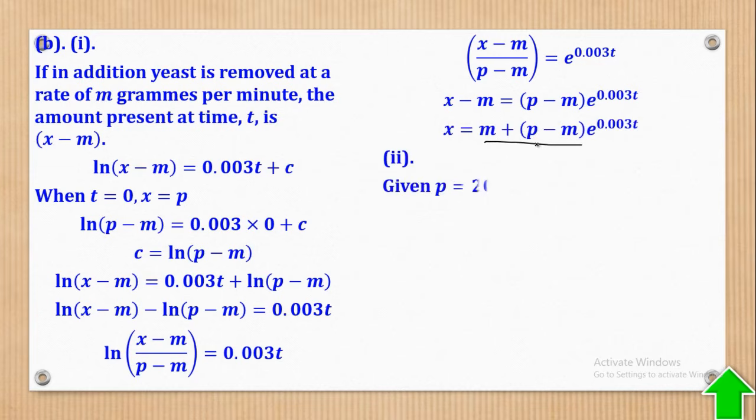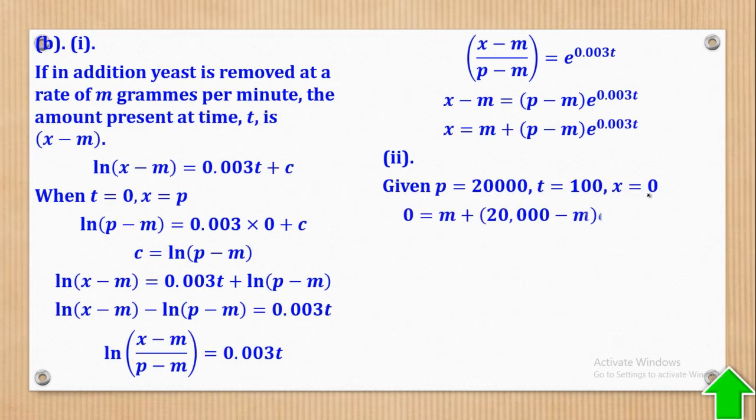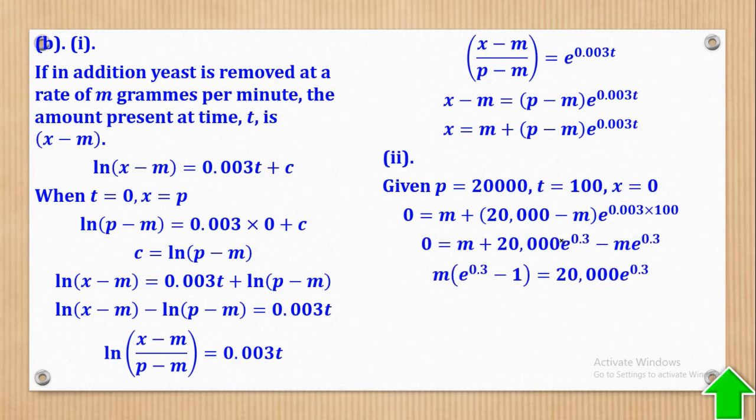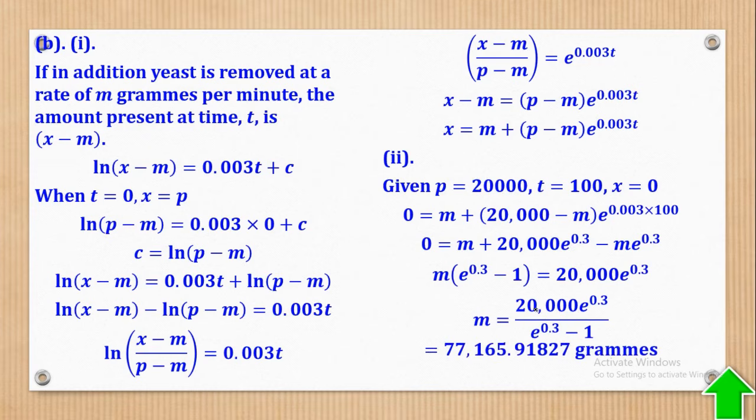So in Roman 2, given p is equal to 20,000, t is equal to 100, and x is equal to 0, because they said it will have been exhausted. So you shall come and substitute for x, for p, and also for t, which is that. So in the end, you realize that it's only m which is the only unknown. So let's look for a way of making m the subject. Therefore, m will be equal to that.